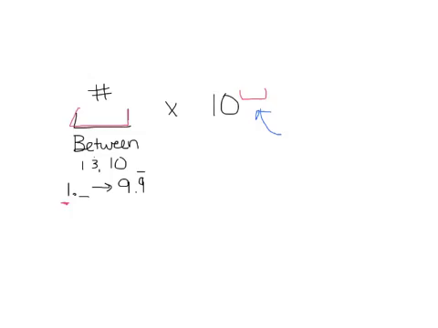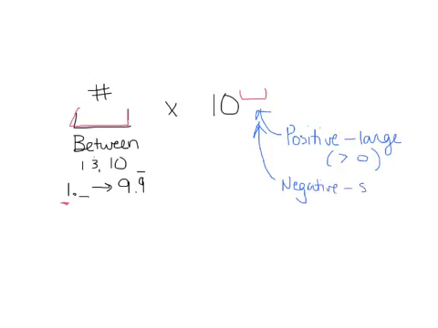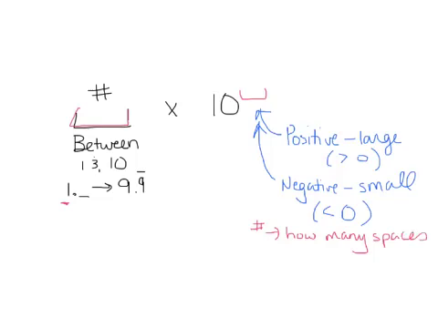If this is a positive value, it means we're dealing with a very large value, in other words, greater than 0. If this value is negative, we're going to be dealing with a small value, in other words, something less than 0. And what the number itself tells us is how many spaces to move the decimal.